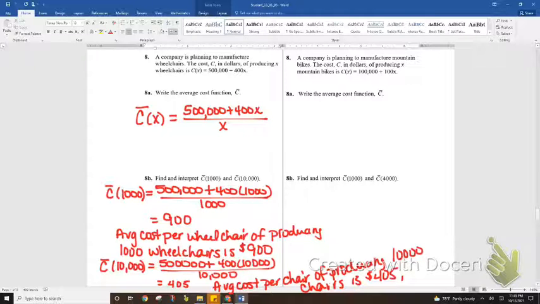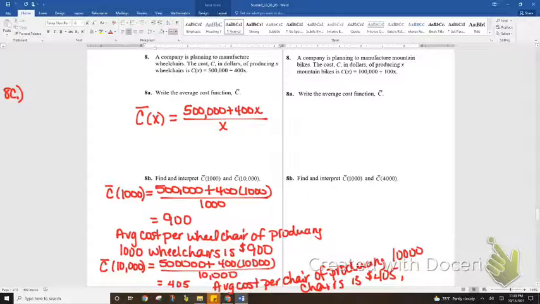Alright, and then 8C, I'm just going to work on the side over here because I don't want to lose what I've got here. 8C, it's down at the bottom on yours. It says, what is the horizontal asymptote for the graph of the average cost function? Describe this meaning for the company.